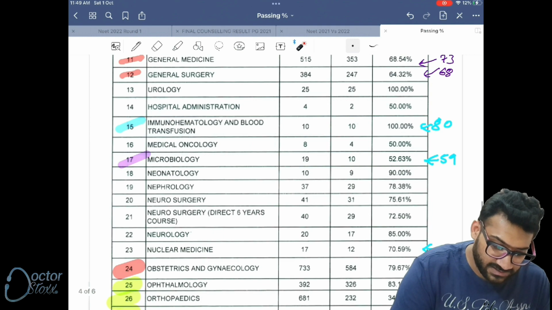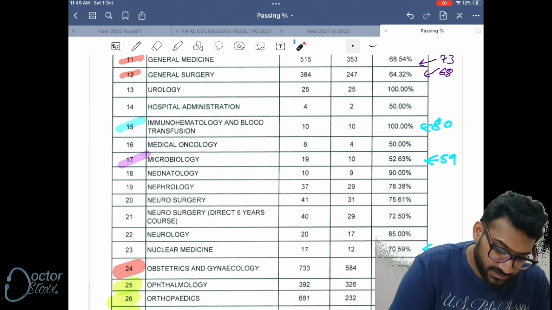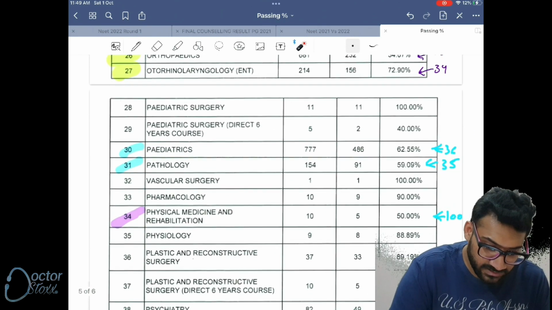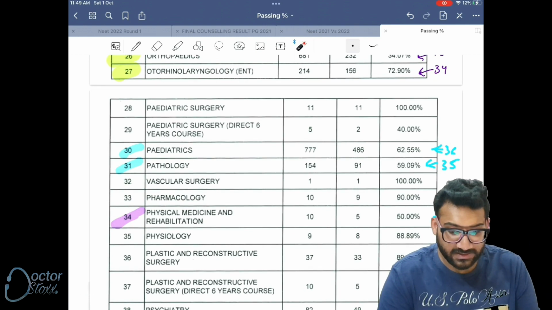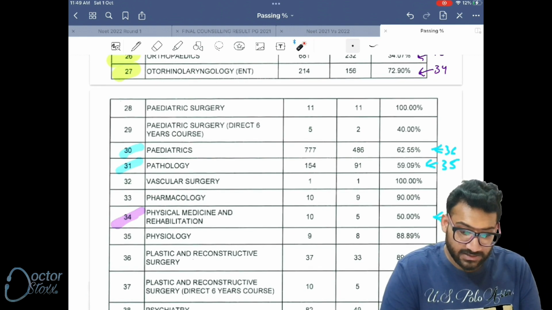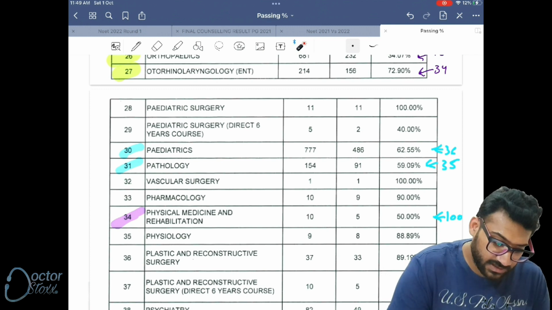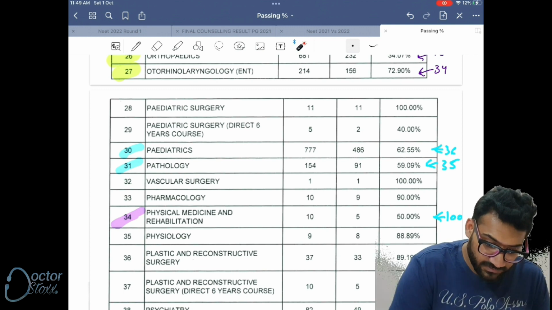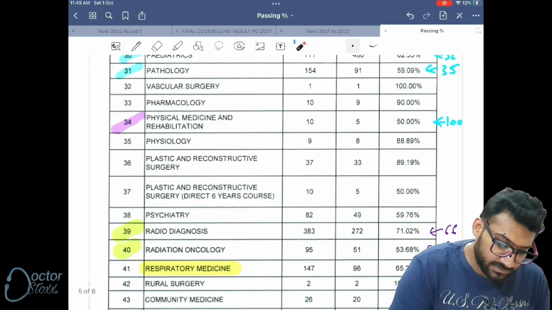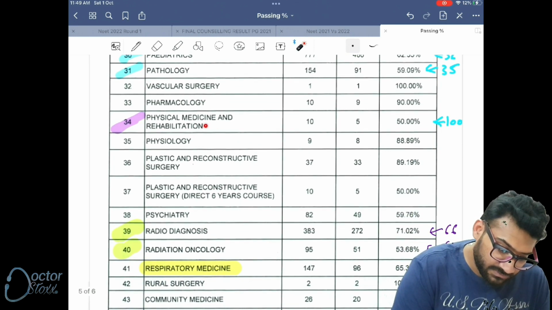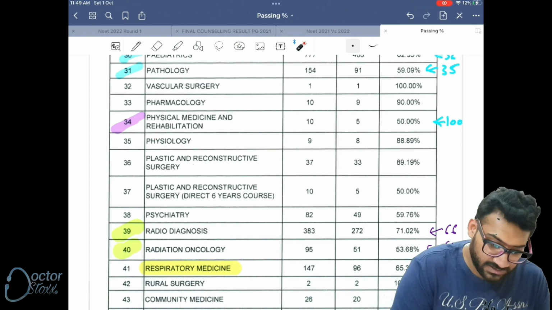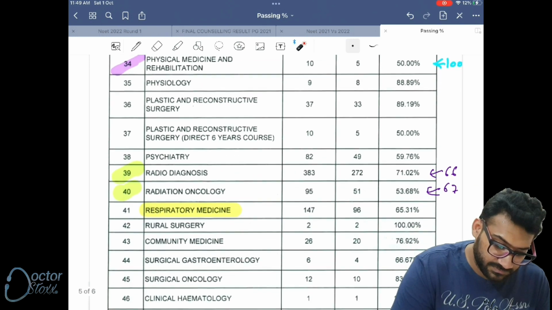But in microbiology there is a slight decrease, that is 59% to 52.63%. Now we will talk about pediatrics. In pediatrics, again there is an increase in passing percentage, from 36% to 62%, that is a really good thing for aspirants. And in pathology, again it has increased from 35% to 60%. But only in physical medicine and rehabilitation it has decreased from 100% to 50%.